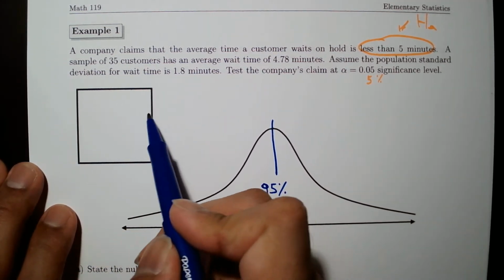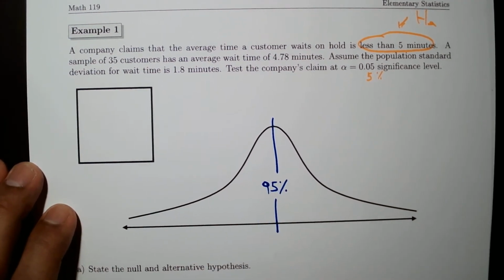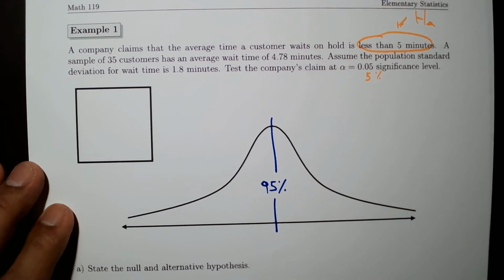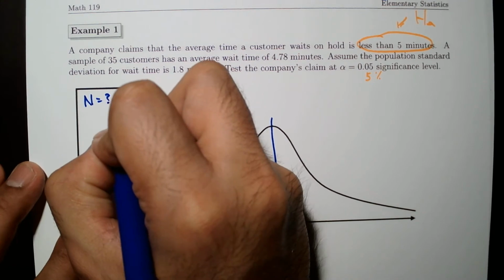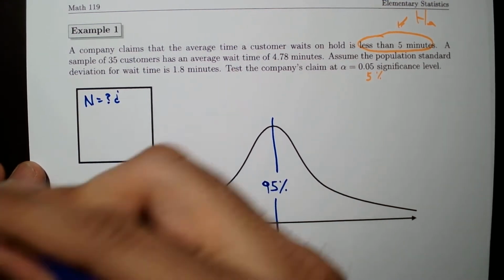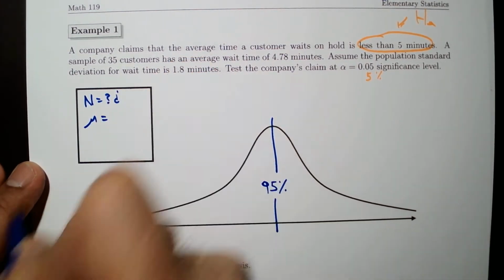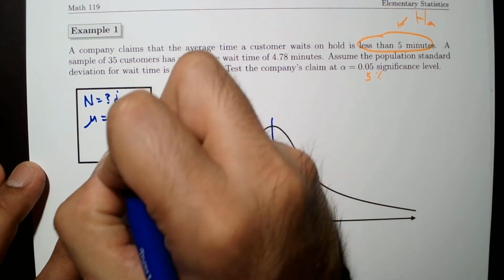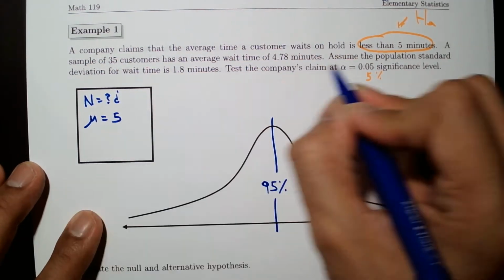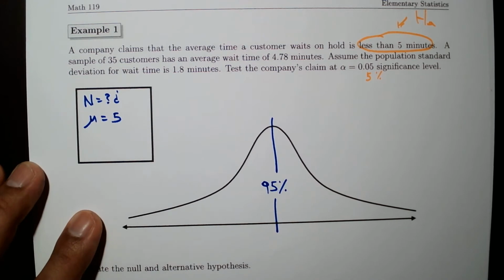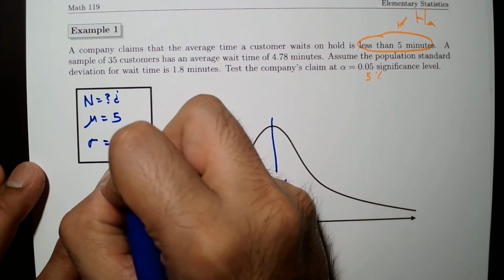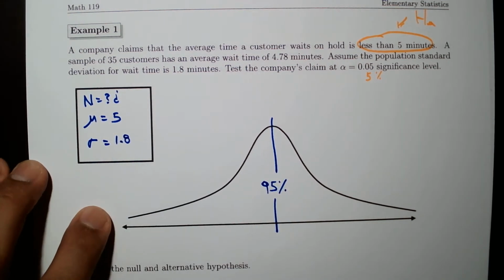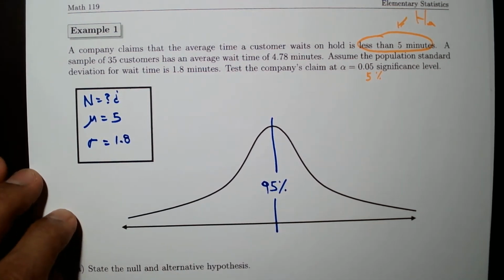This is the population. We are going to take a sample. So begin with the population. We don't know and we don't care. The mean, mu, is 5 minutes. The standard deviation of the population is 1.8. We are going to take a sample from here.